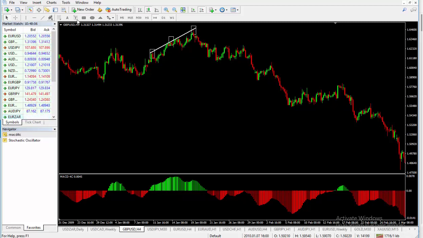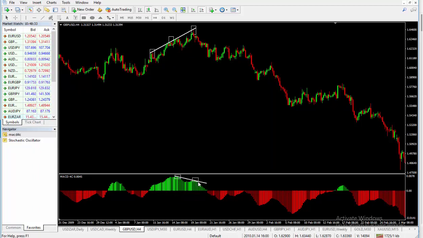And on your MACD, you will see that it's diverging. It's going down. Do you see that? See, it's got those two mountains, but those two mountains are actually going down. That is classified as divergence. Alright, this is divergence.